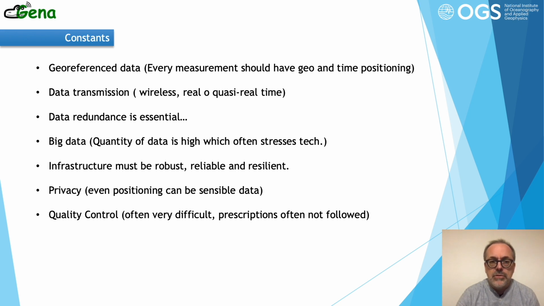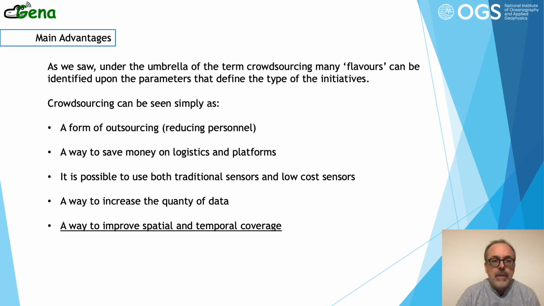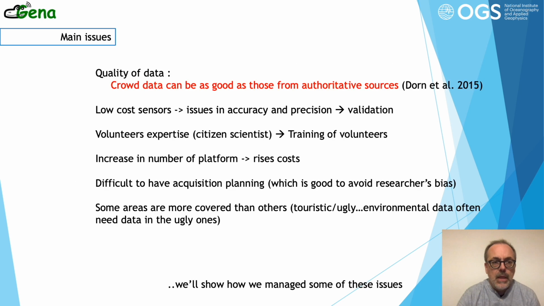So these often stress technologies, and so my infrastructure must be robust, reliable, and resilient. Privacy can be a concern because even positioning can be sensitive data, and quality control is also a concern. The main advantages, following many authors, are mainly economical and logistic. But I would like to stress also that crowdsourcing is a way to improve spatial and temporal coverage. The main issue is related to quality of data.